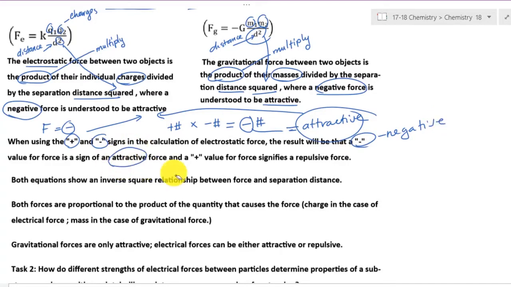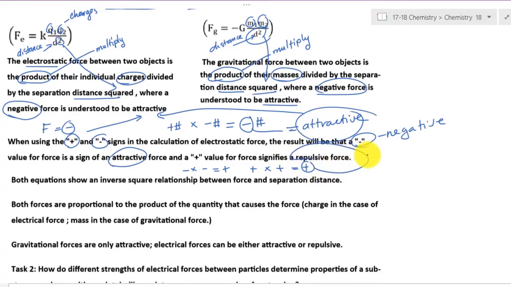But what happens when we have charged particles with a positive charge and then a positive charge, or a negative with a negative? So in this case, we take a negative times a negative, that will give us a positive, or a positive times a positive gives us a positive. And that tells you a positive is talking about the repulsive.